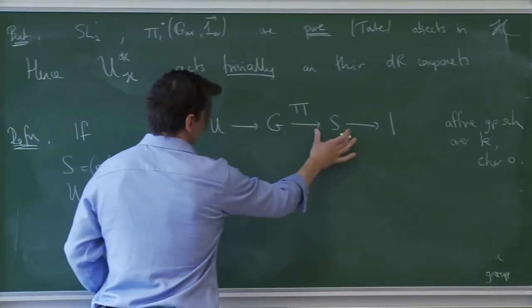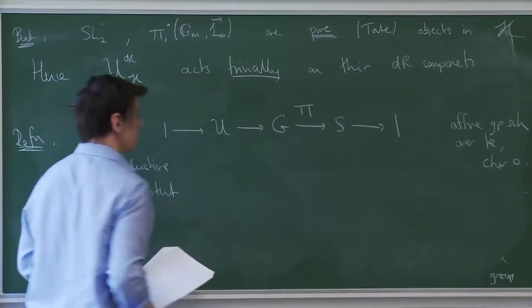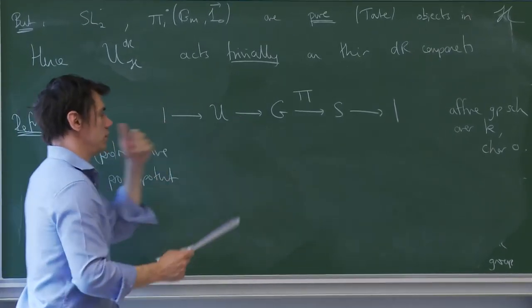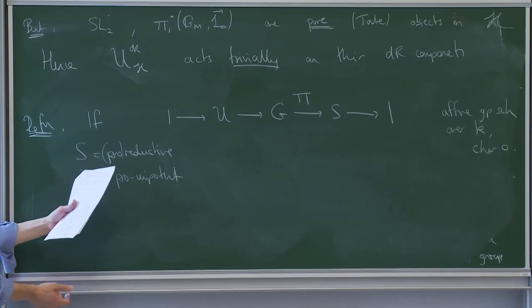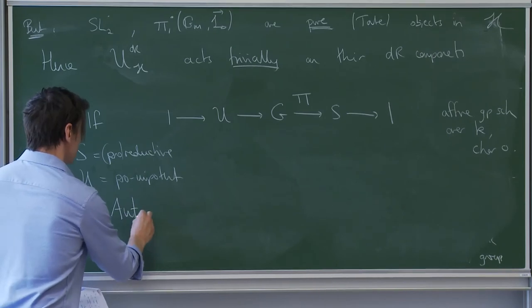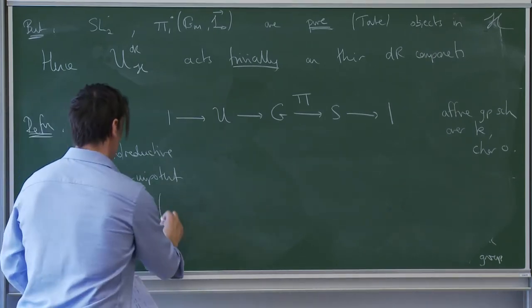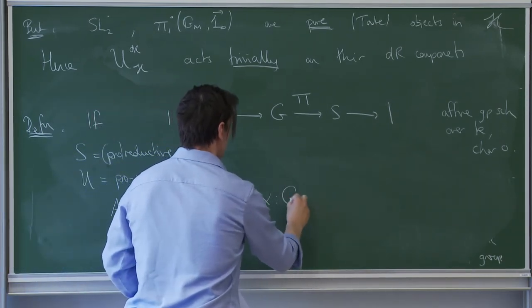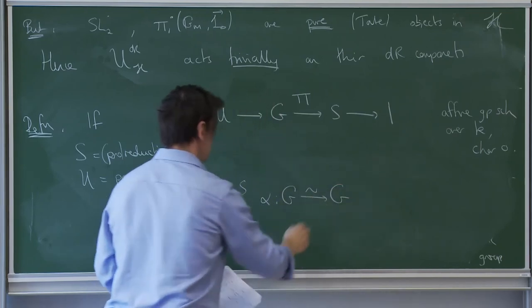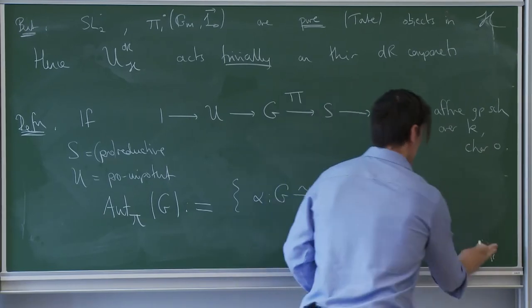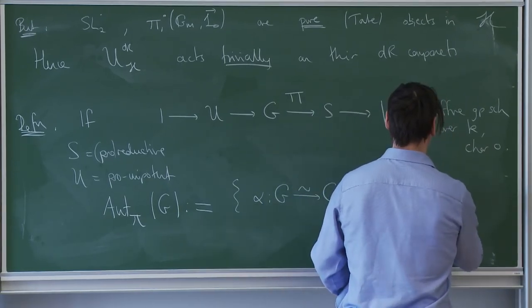So if we take any short exact sequence of affine group schemes of pro-unipotent kernel and pro-reductive quotient, and in fact this is the general picture for any such group scheme, then we can define the automorphisms which respect pi of G, and they are the automorphisms of the group scheme G, so these are group homomorphisms, such that pi alpha equals pi.